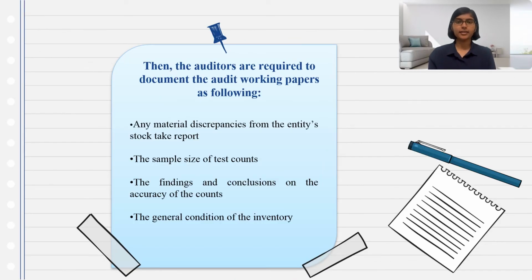Then the auditors are required to document the audit working papers as following. The auditors should record any material discrepancies from the entity's stock take report. Secondly, the sample size of the test counts. Thirdly, the findings and conclusions on the accuracy of the counts. And lastly, the general condition of the inventory.